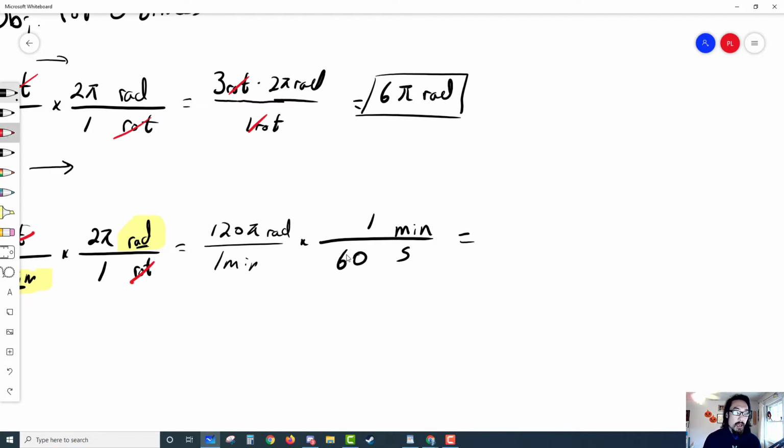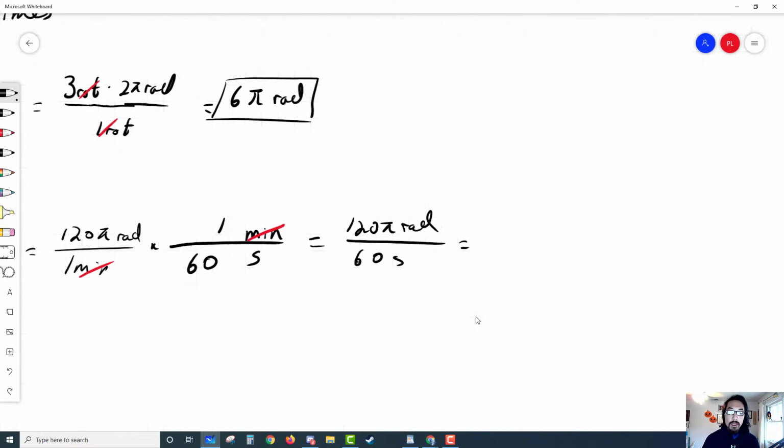Then if I were to cancel out units, the minutes in the numerator cancel out with the minutes in the denominator, and that leaves us with 120 pi radians times 1, so 120 pi radians, divided by 60 seconds. If we plug that into the calculator, we can see that that is 2 pi radians per second. All right, so we have this as our final answer.